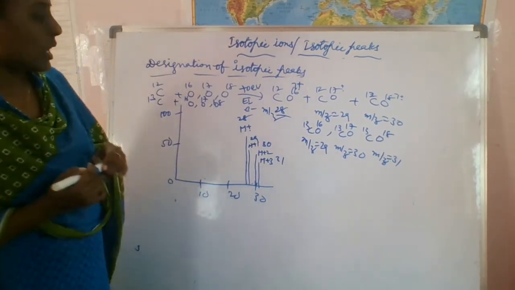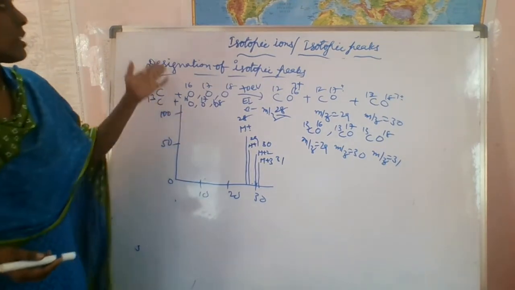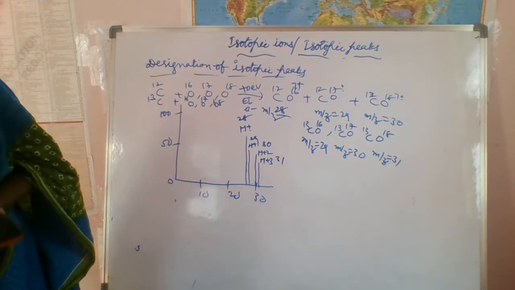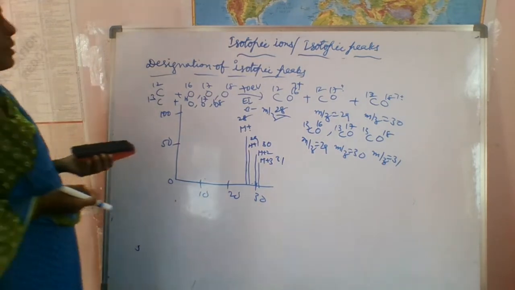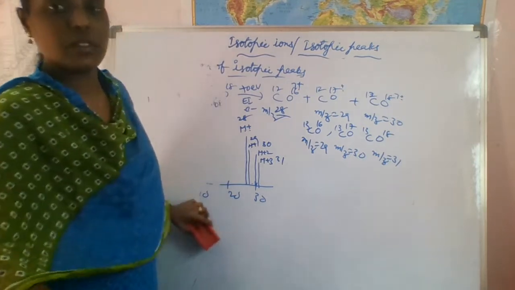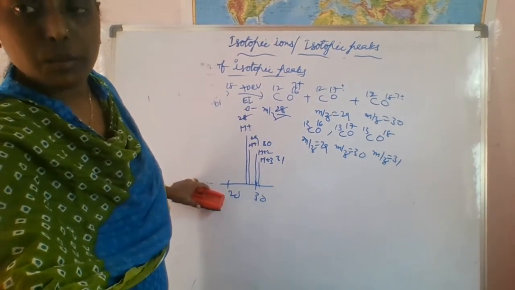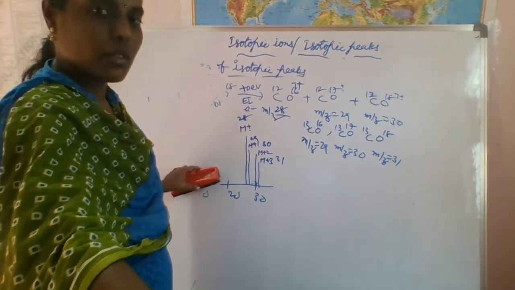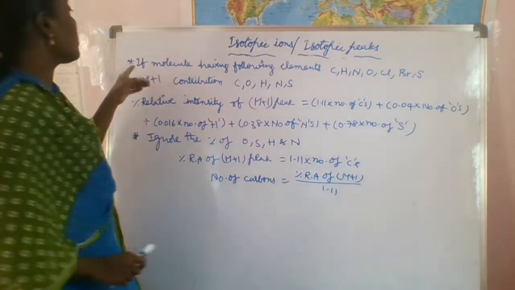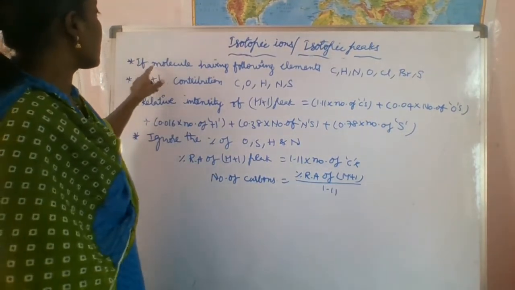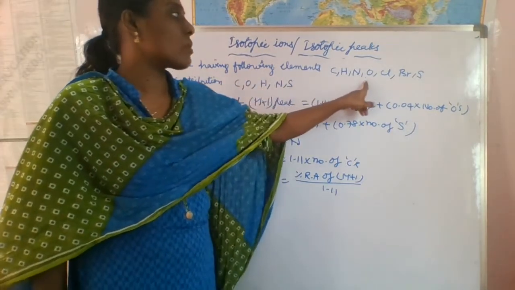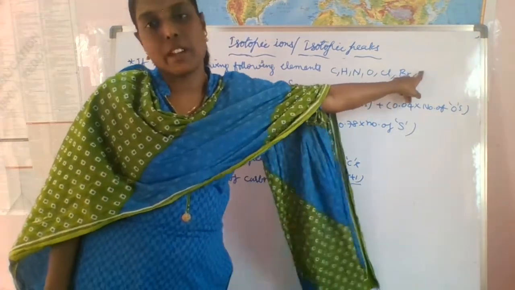Like this we can designate these isotopic ions. Okay? So let's see how we can determine the number of carbon atoms. Okay. So if you see here, we have to take these considerations. If a molecule is having the following elements: carbon, hydrogen, nitrogen, oxygen, chlorine, bromine, sulfur, right?